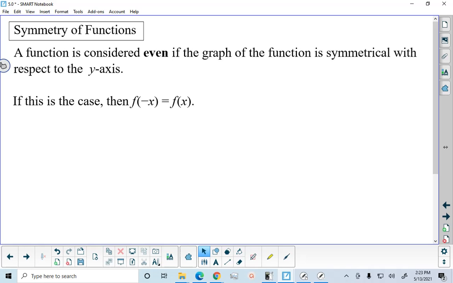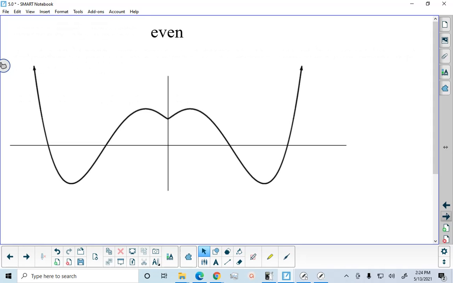Now, a function is considered even if the graph of the function appears symmetrical with respect to the vertical axis. And what that's going to mean, we'll explain this next part in more detail, but what it means is that f of negative x is the exact same thing as f of x. So here is an example of a graph that is considered even. And we can see that it's symmetrical with respect to the y-axis.